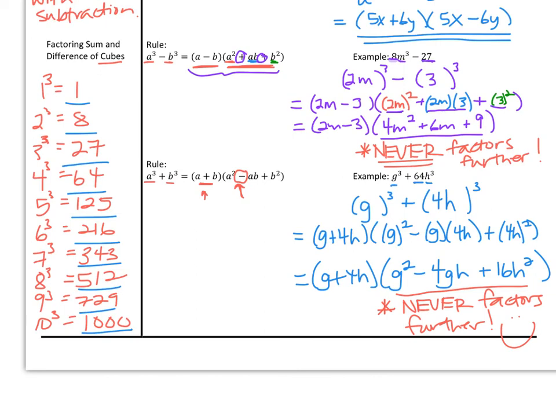All right, how did you do? When I split it up, I got g plus 4h in the small parenthesis. In the big parenthesis, g squared minus the product of g times 4h plus 4h quantity squared. I ended up with g plus 4h in my first parenthesis times g squared minus 4gh plus 16h squared in that second parenthesis. And remember, that second parenthesis will never factor further. And this is your video lesson for 3.3 Part 1.